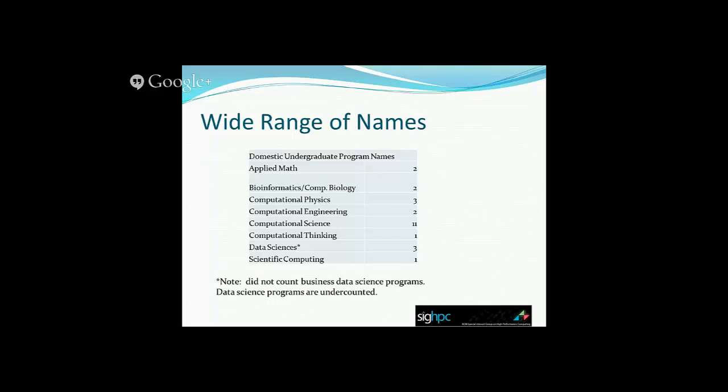I should note that in data sciences we only captured a few of these that are related to the sciences and engineering. We did not count those that are related to business. So this is a vast undercount of data science degrees because of that. And in the future, we may try to add those programs and distinguish between the ones that focus on science and engineering and the ones that focus more on business applications of data.